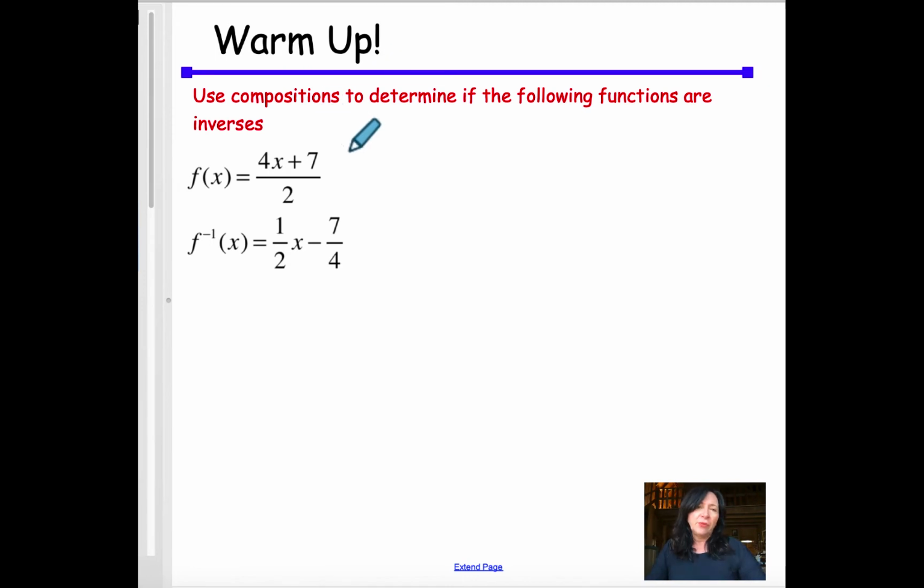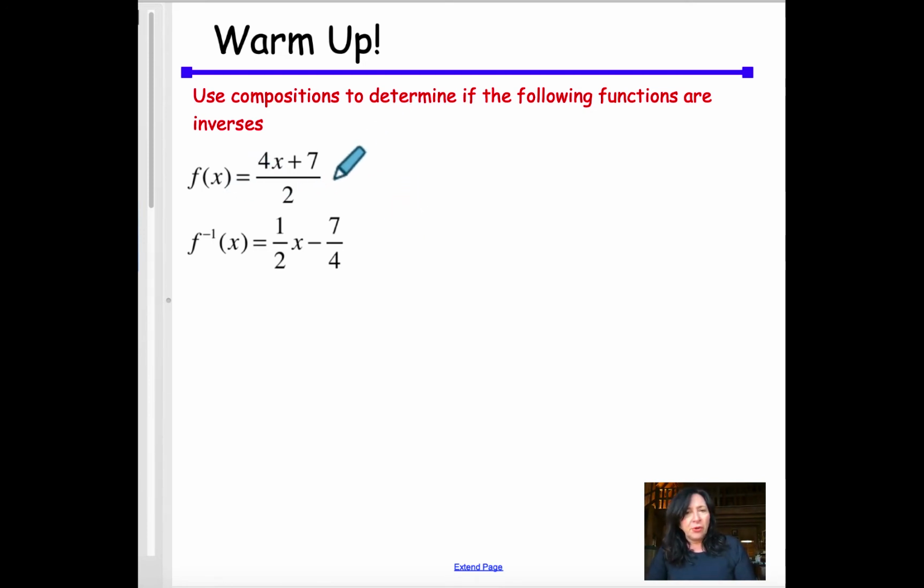Okay. This one says use compositions to determine if the following functions are inverses of each other. If these are inverses of each other, what ends up happening is that you get x for both of the answers. X is your answer. If you get x when you plug both equations in, then they're inverses of each other. So we're going to check that out.